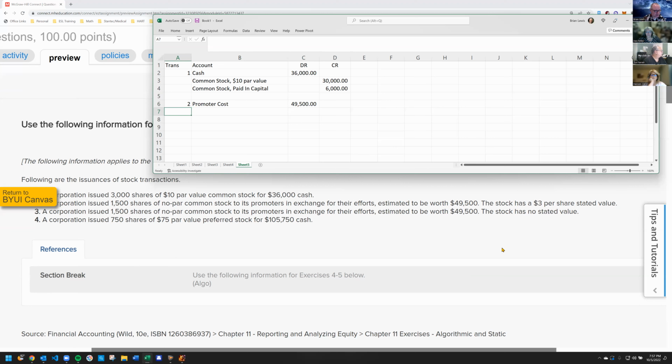Then the stock has $3 par share, so we're going to do common stock, no par. Stated value is 3, so it's plus 3 times how many did we get? 1,500. Did I do that right? Yeah, I did. Okay, so common stock paid in capital. Okay, and this would be the same, that minus this. We'll see if I got this right when we're done.